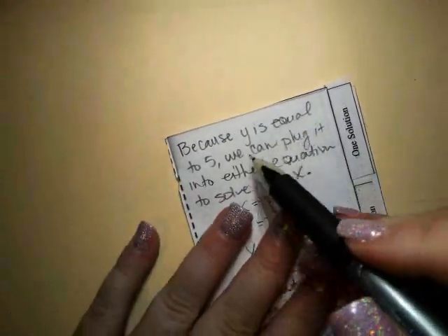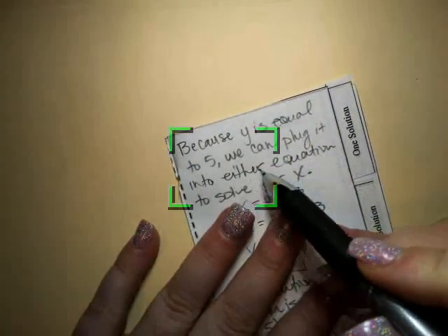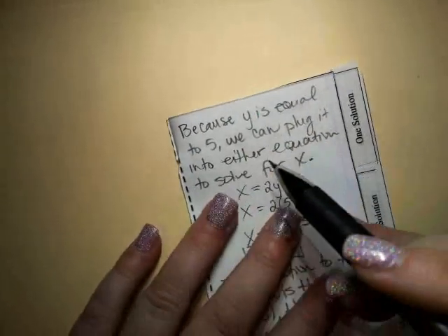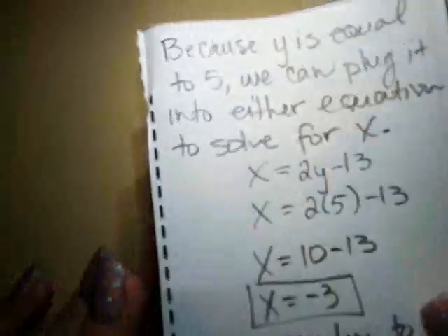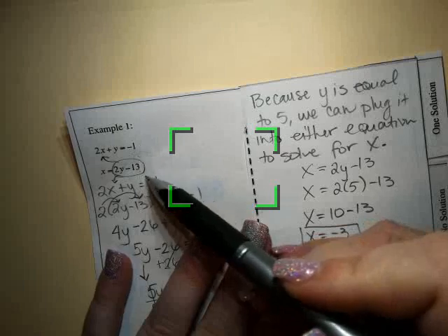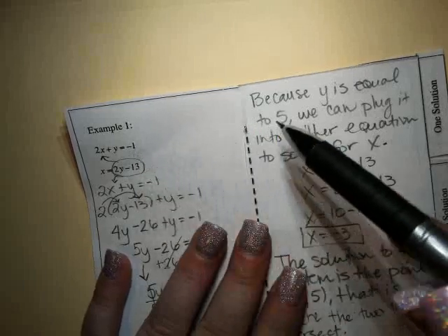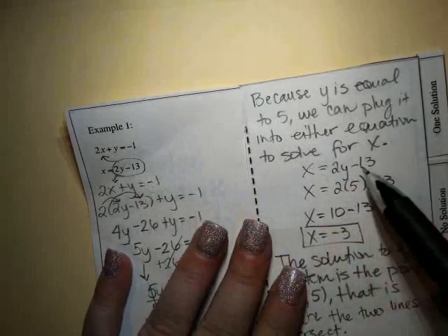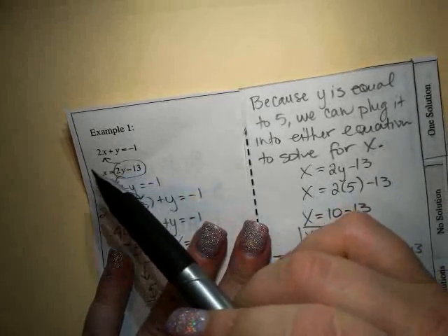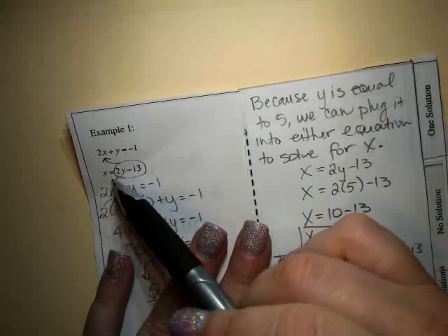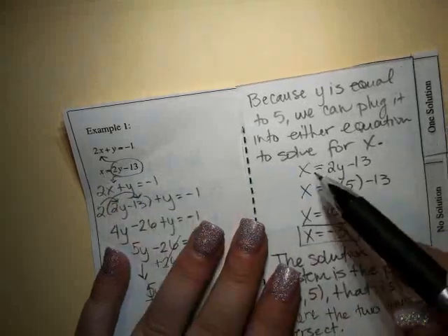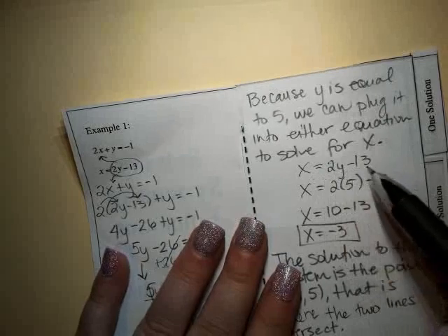Because y is equal to 5, we can plug it into either equation to solve for x. When you're looking at your 2 equations, you have the option to choose whichever equation you want to plug it into. I personally chose x is equal to 2y minus 13 because I already saw that x was alone here on the left. I knew I was not going to have to do anything extra because I'm solving for x in the first place. So I come over here and I rewrite x is equal to 2y minus 13.